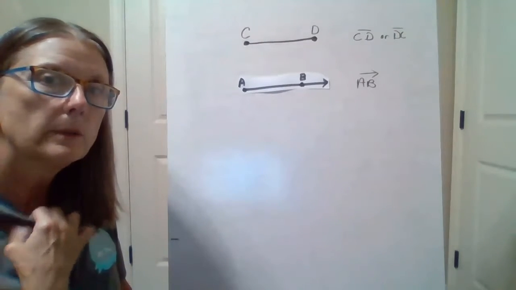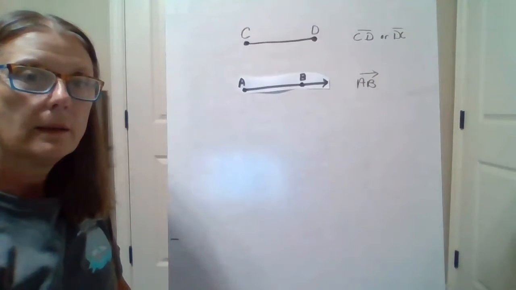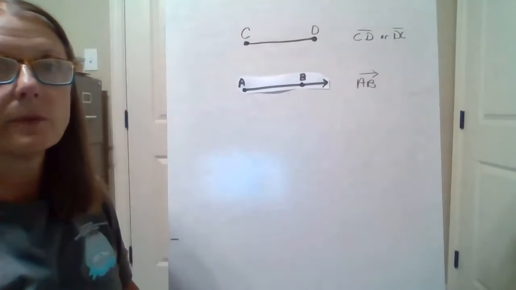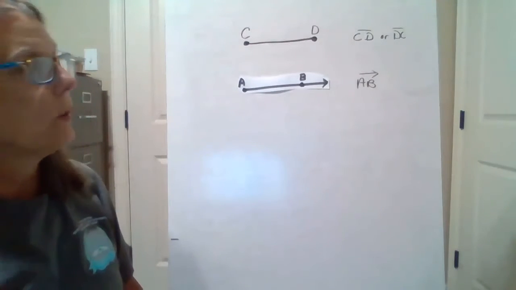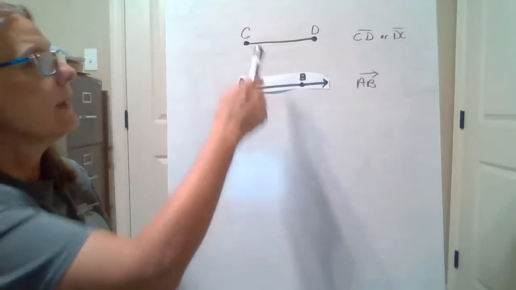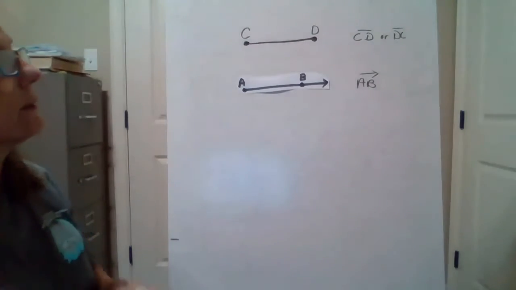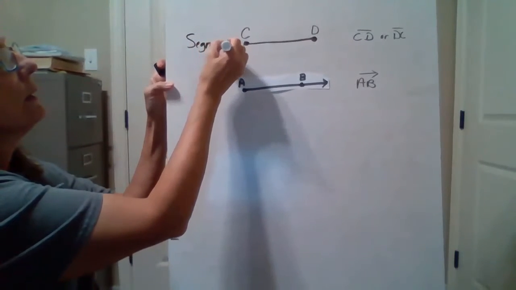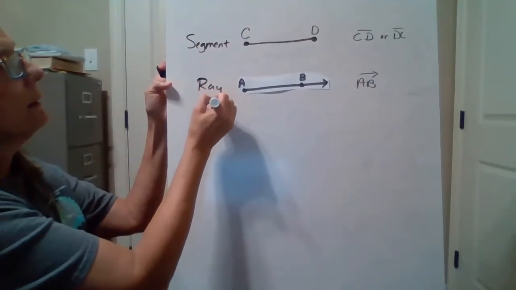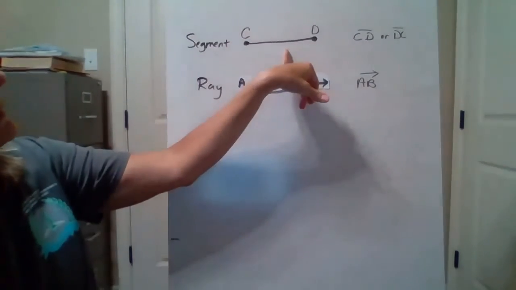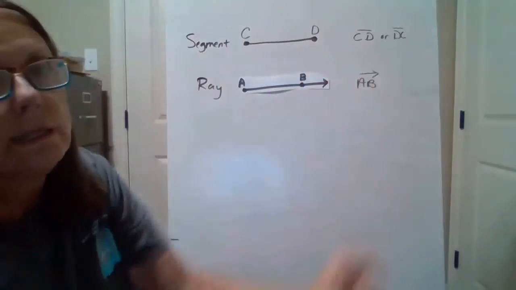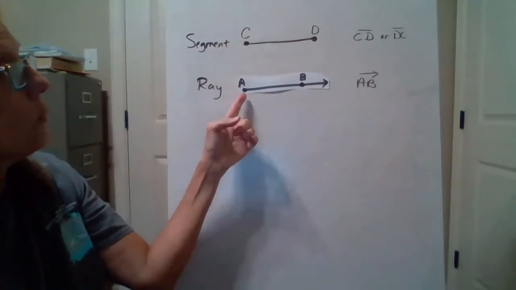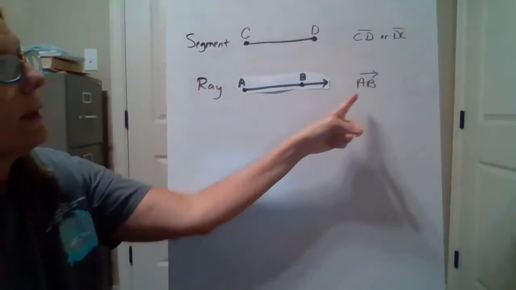Now I'm looking at 2 things that are pieces of a line. So that's why we introduced point, line, and plane. Everything comes from those 3 things. So if we didn't have a line, then we couldn't have a segment or a ray. And that's what these are. So this is a segment. And this is a ray. So I can name this segment CD or DC. A segment has 2 endpoints. A ray has 1 endpoint. You have to be careful how you name a ray.